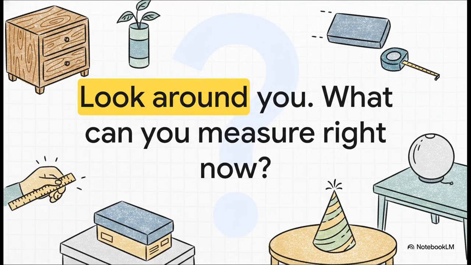All right, now it's your turn to put this into practice. Take a look around you right now. Find one object that's a cube, a cuboid, or a cylinder. Got one? Now think, what would you need to measure to find its volume or its surface area? It's a fun little challenge to see these shapes in the world around you.